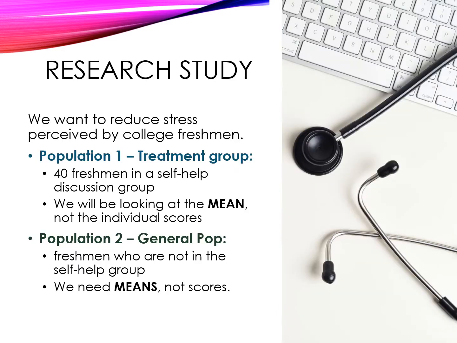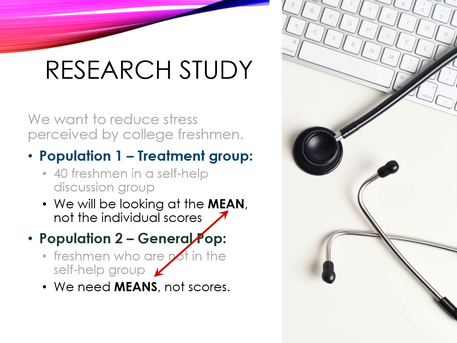Okay, let's get started. Let's say we have a research study and we want to look at how to reduce stress perceived by college freshmen. Our population 1 is the treatment group, and in this group we will have 40 freshmen in a self-help discussion group. We will be looking at the mean, not the individual scores. In population 2, we will have the general population, freshmen who are not in the self-help group. And remember, we want to compare similar things, so we will need means and not scores.